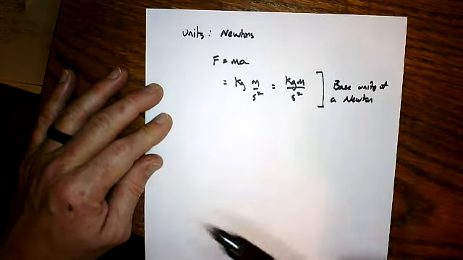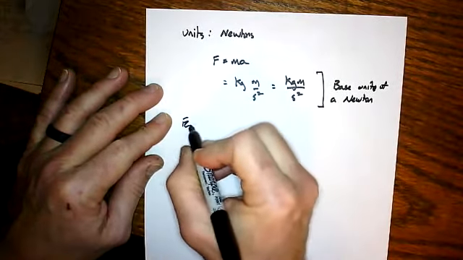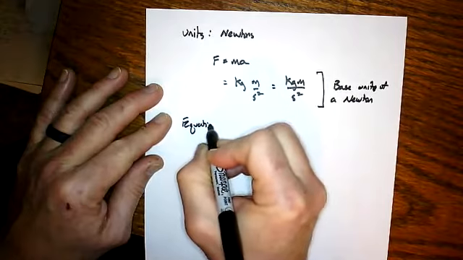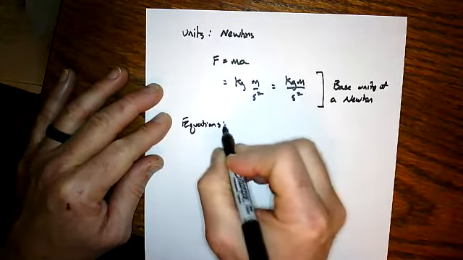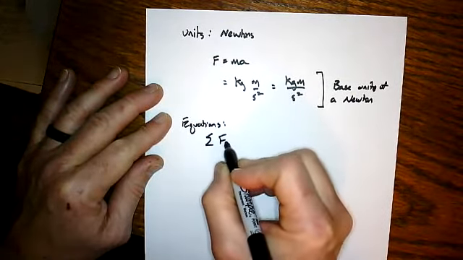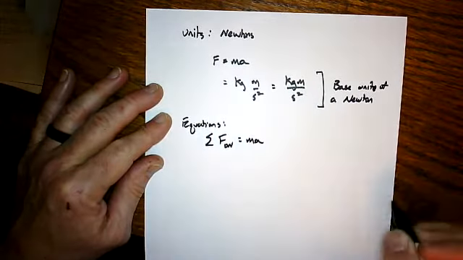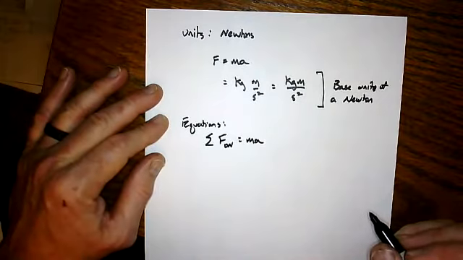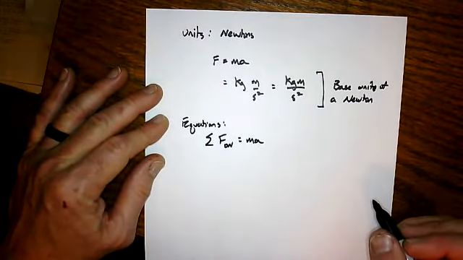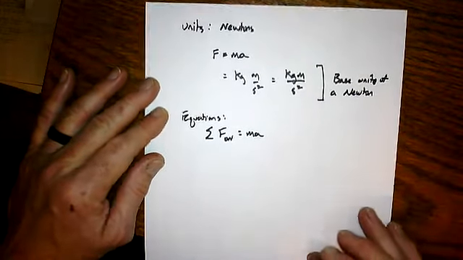Now, equations. I have the one equation here that we're always going to be starting our kinetic analysis out with: F equals ma. We have all the forces acting on the object, and we get the product of mass times acceleration.